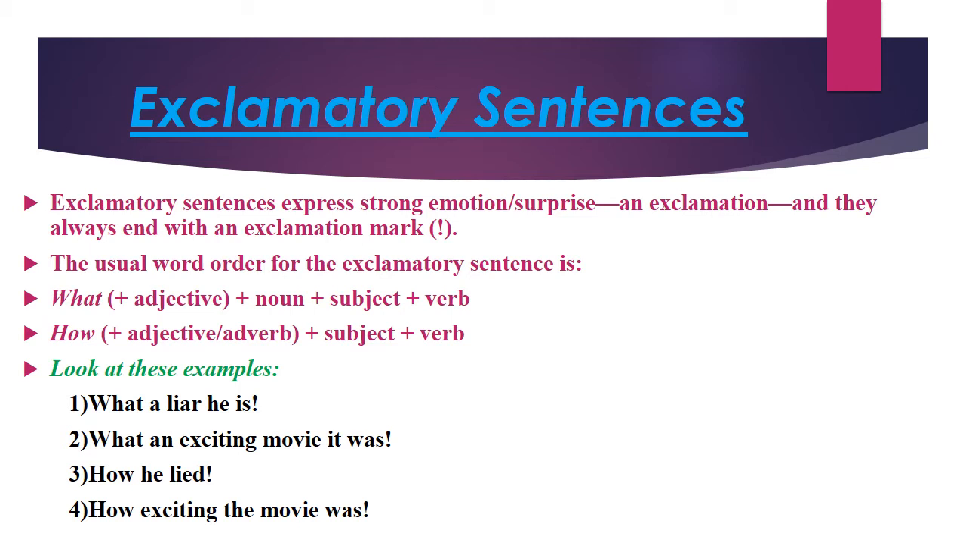How he lied. Something that we can't trust. Again, an exclamatory sentence. And the last one, how exciting the movie was. We have gone for a movie, but it was an exciting movie. So understand, to express sudden and strong feelings or emotions, we use exclamatory sentences.